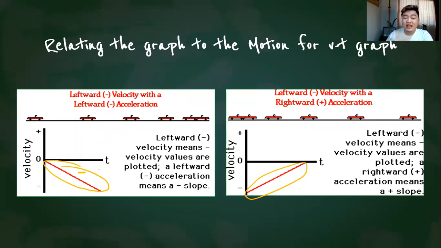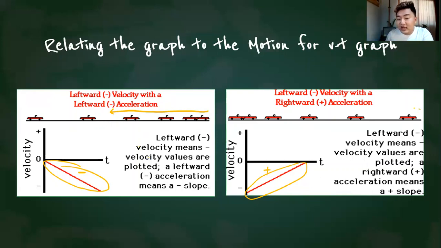Since this one, the slope is negative, we can tell that the velocity is negative since it's below the x-axis, and acceleration is negative because the slope is negative. On the other one, you have a positive slope, therefore the acceleration is positive, and it's placed below the x-axis, therefore the velocity is negative. So as you can see here, the velocity is moving towards the negative direction, and it's speeding up because the acceleration is in the same direction as your velocity.